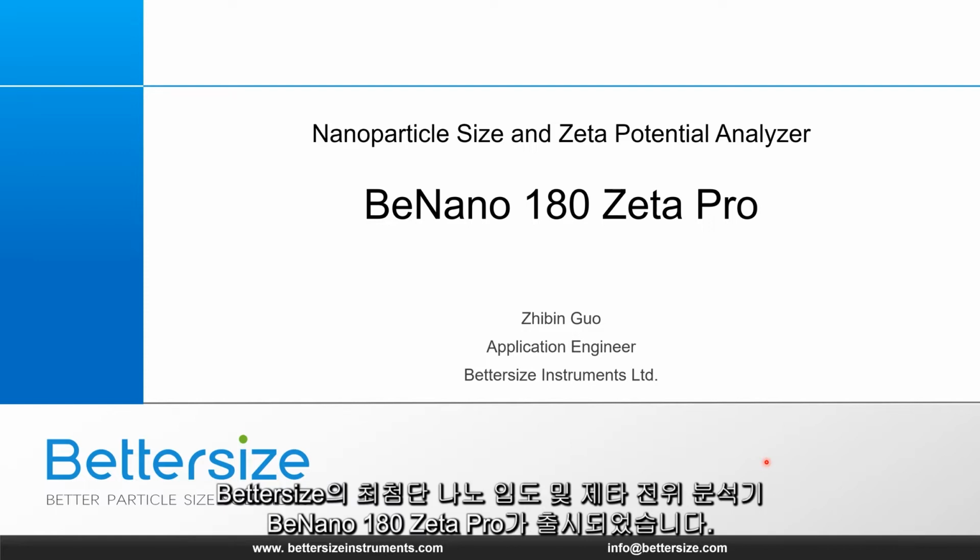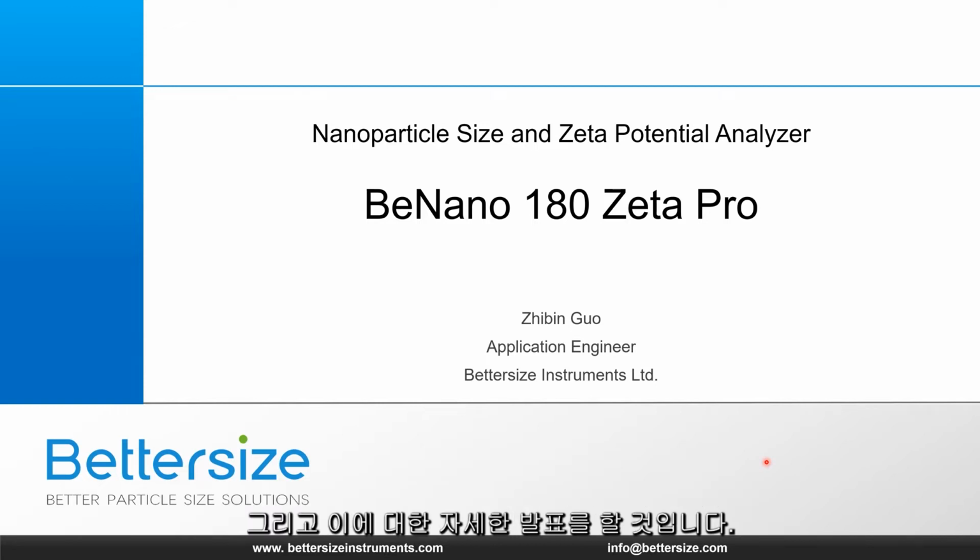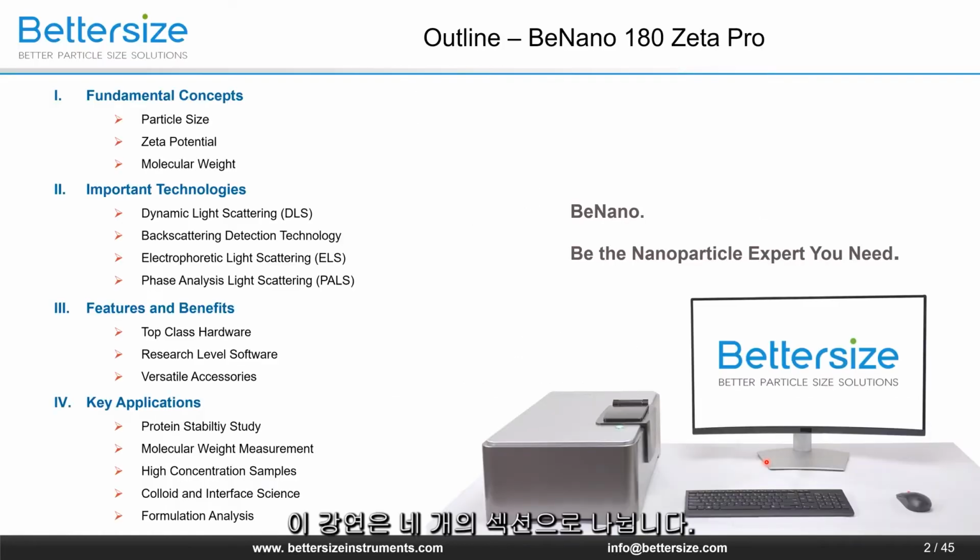A state-of-the-art nanoparticle size and zeta potential analyzer, BeNano 180 Zeta Pro from Better Science, is now on the market, and this will be a detailed presentation about it. This talk is divided into 4 sections.